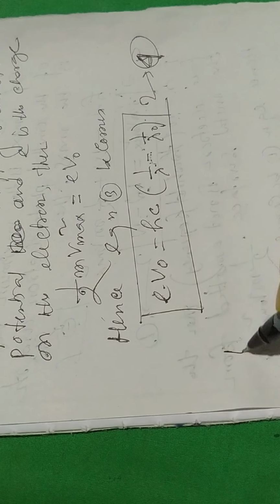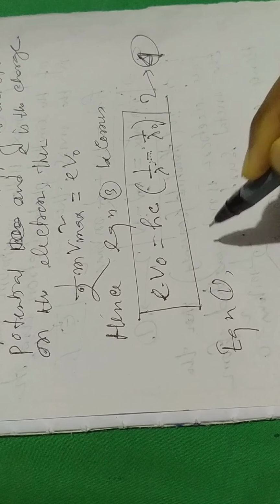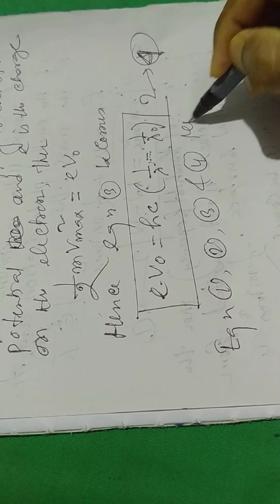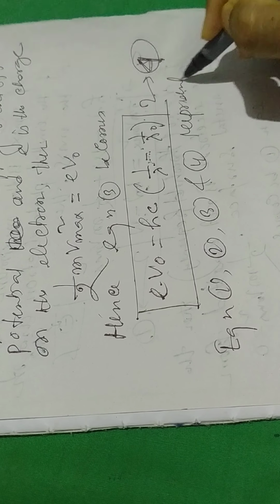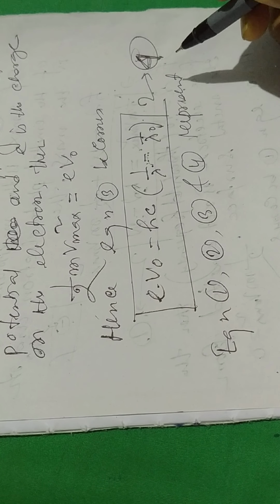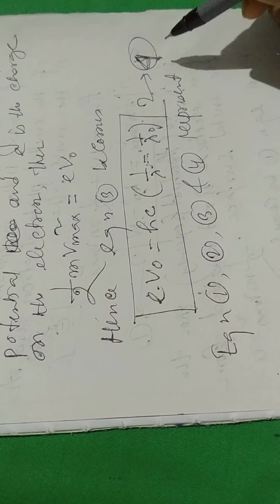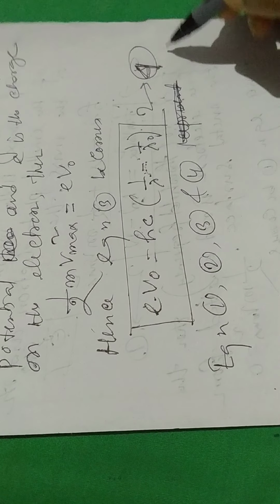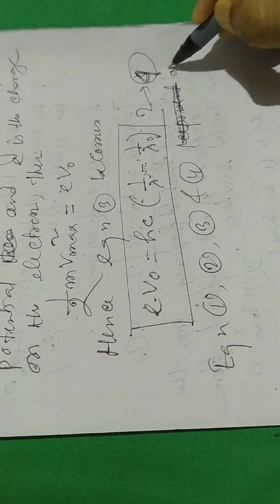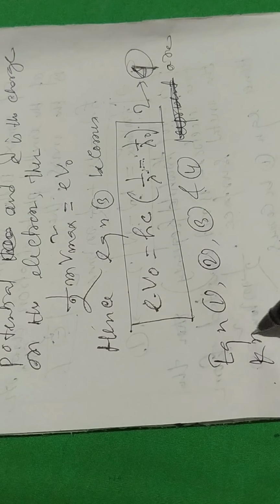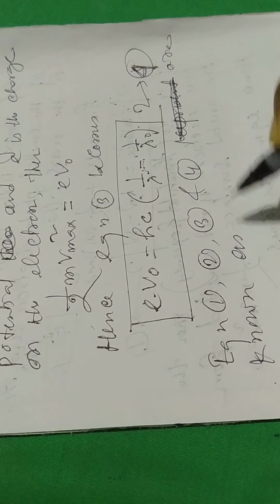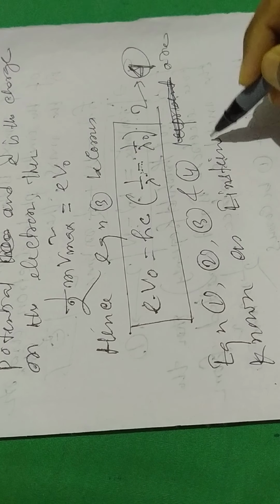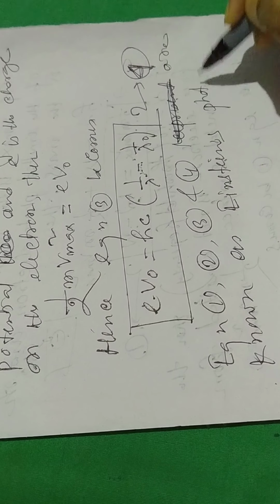So equations 1, 2, 3 and 4 are known as Einstein's photoelectric equation.